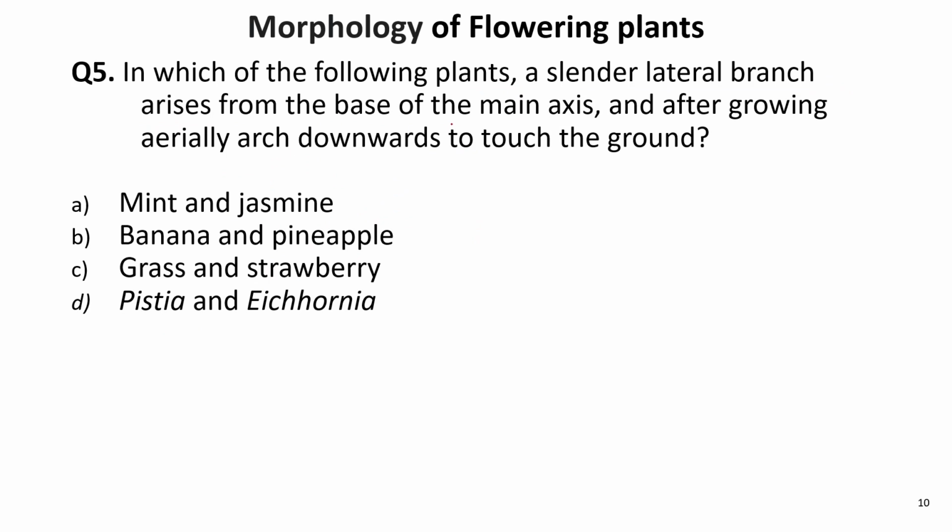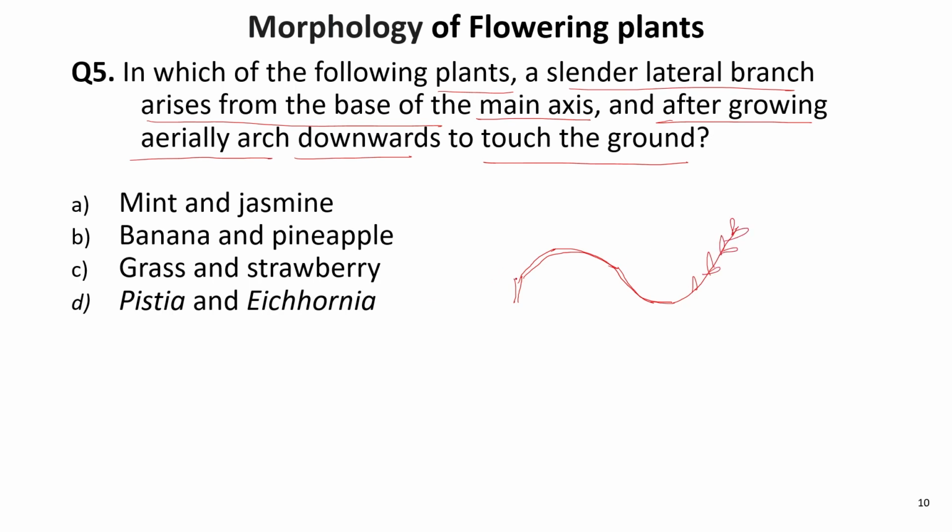Next question. In which of the following plants does a slender lateral branch arise from the base of the main axis and, after growing aerially, arch downwards to touch the ground? So here what they are saying, a branch that grows laterally, later it touches the ground, like this, and it moves upward like this.